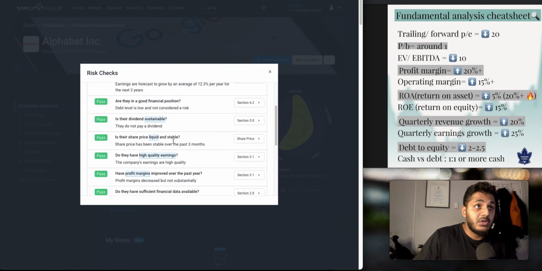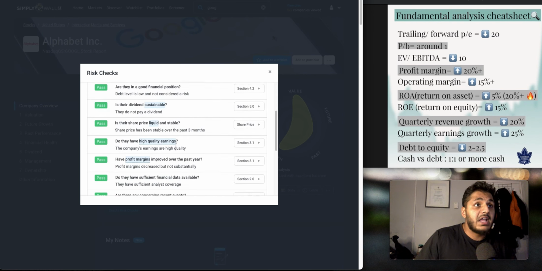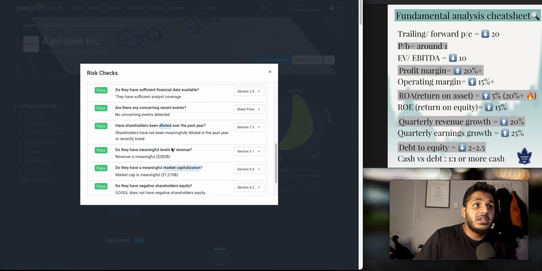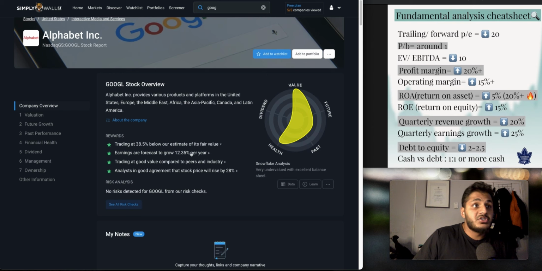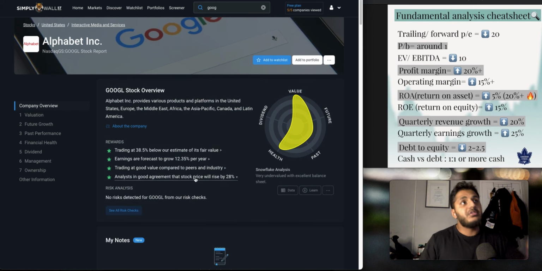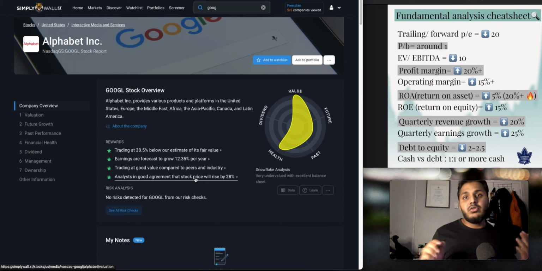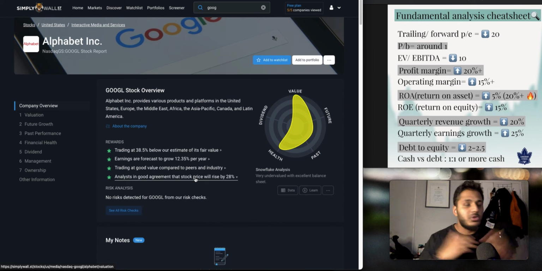Is their share price liquid and stable? Share price has been stable for the last 3 months. High quality earnings. No insider selling, which is great. And you can see right here, no risk detected for Google. And honestly guys, use Simply Wall Street and use Yahoo. These two tools, great way for you to do analysis, okay?